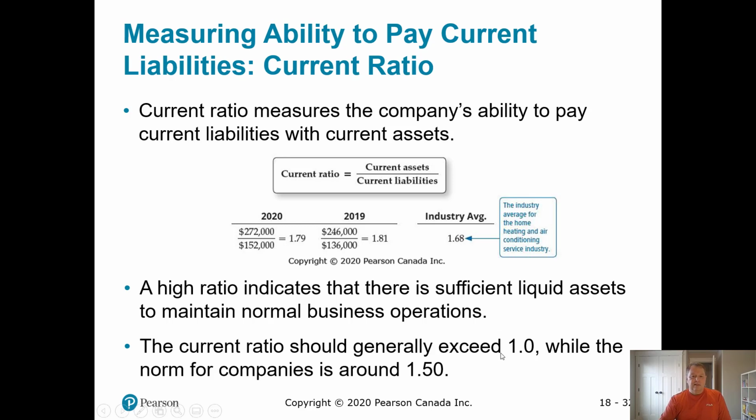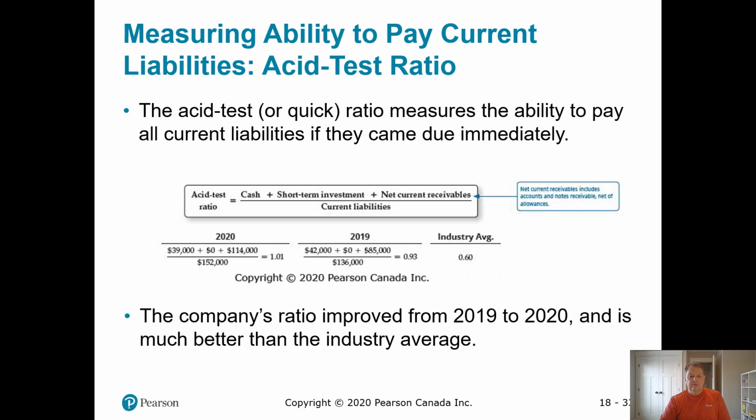It could be that if the ratio exceeds 1, that's great. That might be normal for companies. But it just depends on the industry, and it depends on the particular company as well. Some of them are very efficient and don't need lots of working capital or a high current ratio. The acid test is a much more immediate sort of measure.